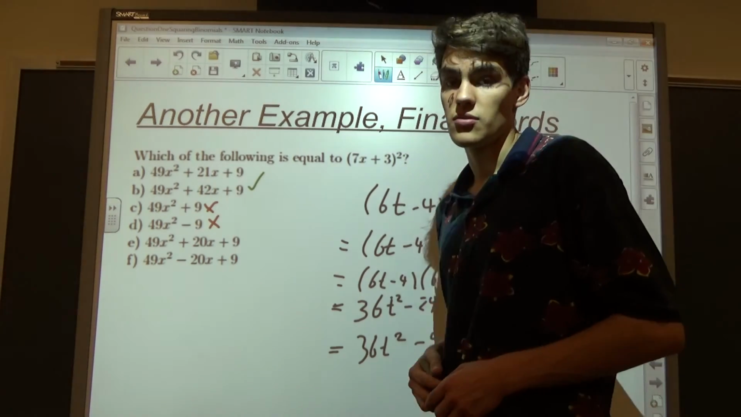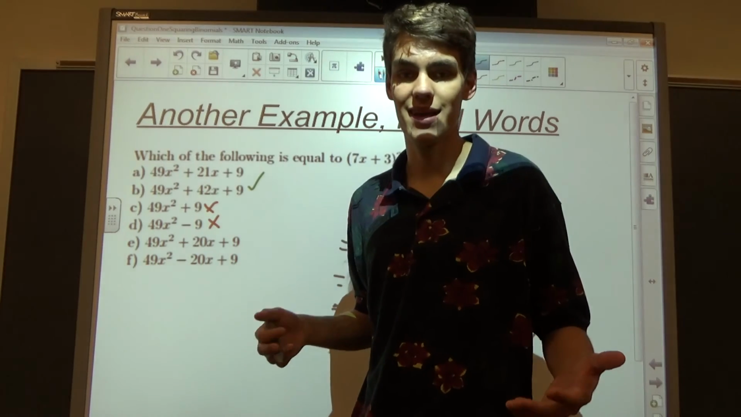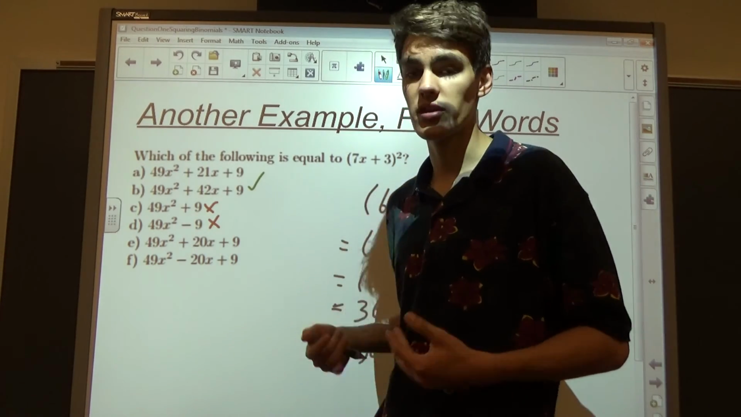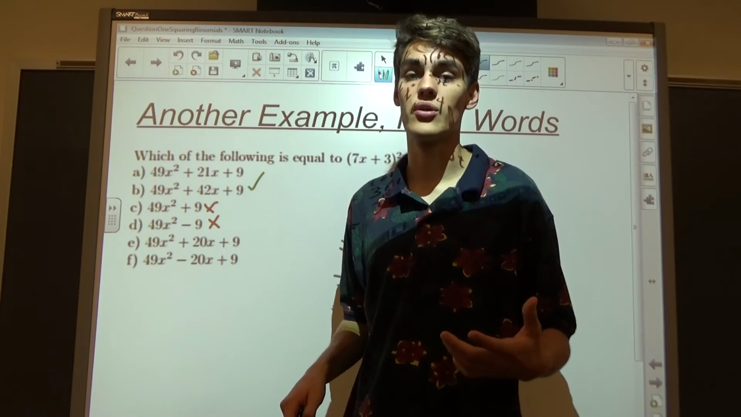So hopefully you guys know how to square binomials now, or at least have a better idea. You can use FOILing, but please understand where FOILing is coming from and what you're doing when you use it.